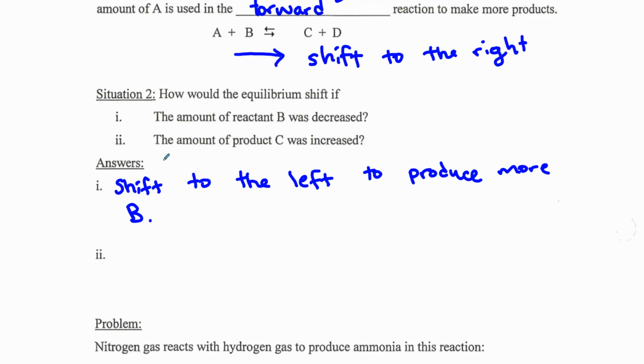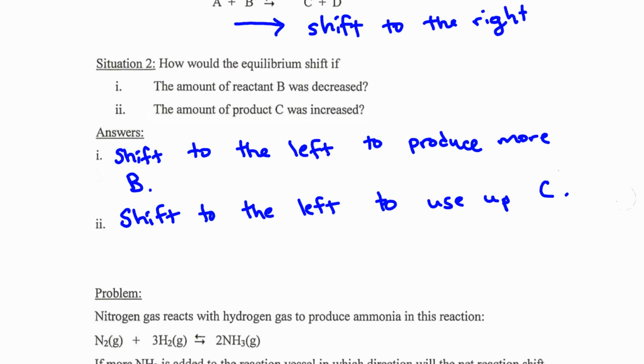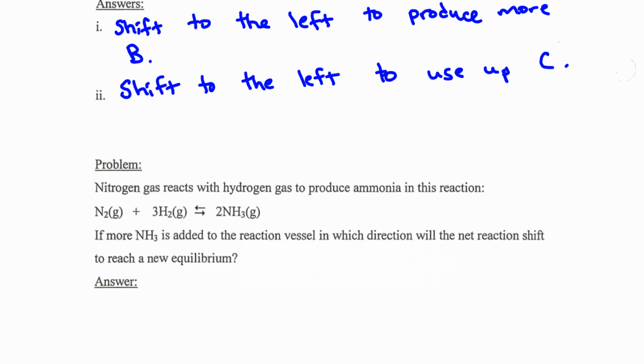Okay, the next one is the amount of product C was increased. So we now have more of one particular product. That will also cause a shift to the left, the reverse reaction, because we want to use up the product C. So we're just trying to counteract whatever change has been made to reach equilibrium again.